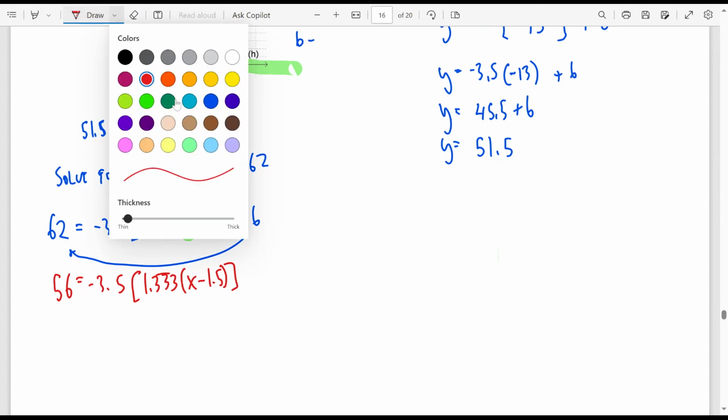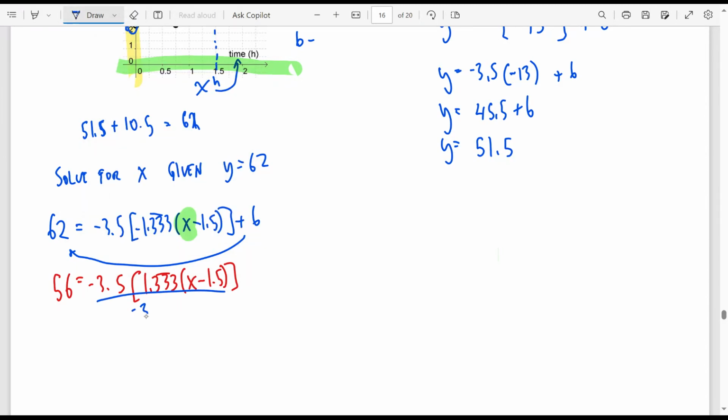We would then divide by that negative 3.5 and see what we get. We get a nice negative 16 is equal to, forgot to include the negative there, negative 1.333 repeating, x minus 1.5. And so those brackets still exist there in that space.